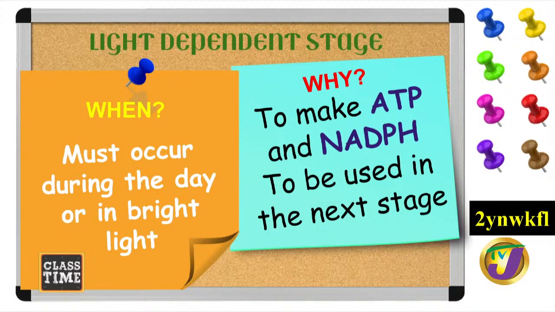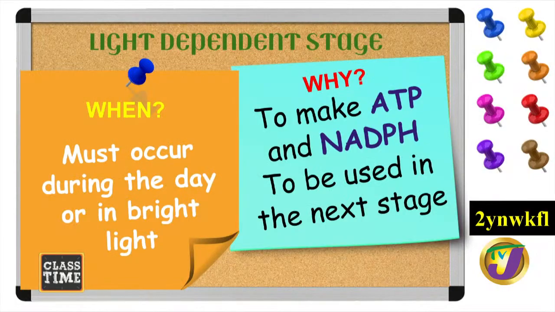Then you have the question of when does it happen? Clearly, if it's the light-dependent stage of photosynthesis, it has to happen when there is light around. Bright light, preferably. That's the reason during the day when there's bright sunshine, maybe not like today, but generally in Jamaica we have bright sunshine, you have a lot of photosynthesis going on because of the bright light that is out. Why is the light-dependent stage of photosynthesis important? It is important because it is the stage that makes ATP and NADPH, and both of these substances are used in the next stage of photosynthesis, which is the light-independent stage. And we will look closer at these later on.